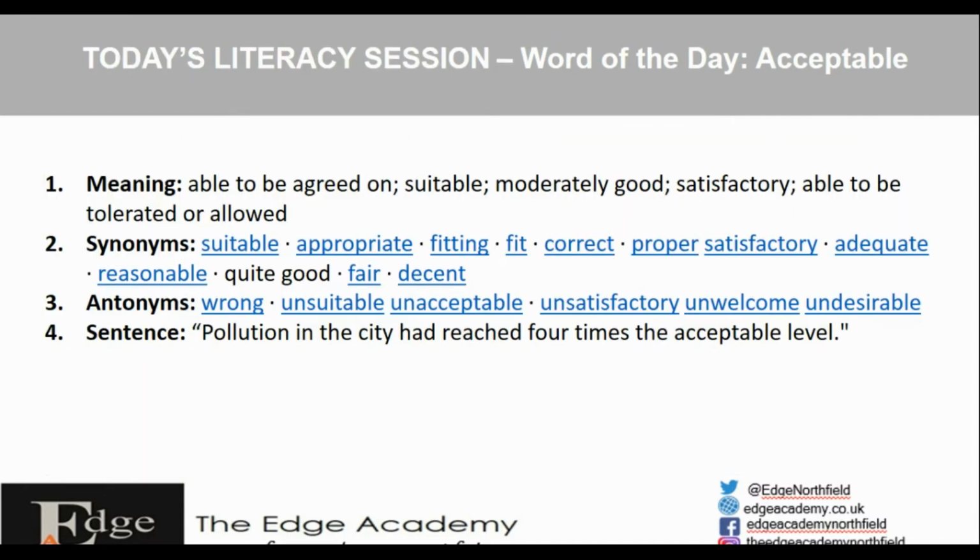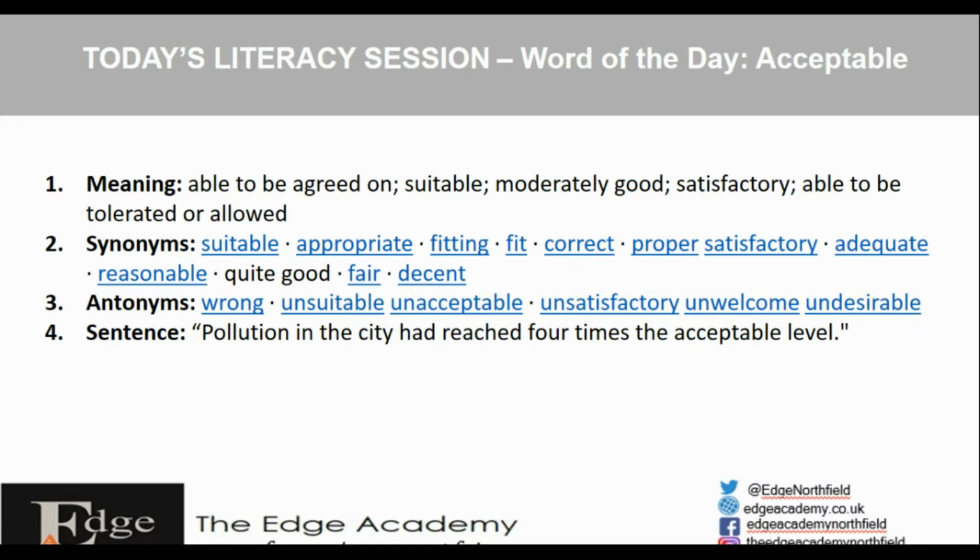Okay, so on the next slide, you will see here that we actually have the answers. The meaning of acceptable is to be able to agree on. If something's acceptable, yes, the dress is acceptable, it's suitable, or it might mean moderately good, satisfactory, able to be tolerated or allowed. Synonyms for acceptable are suitable, appropriate, fitting or fit, correct, proper, satisfactory, adequate, reasonable, quite good, fair or decent.